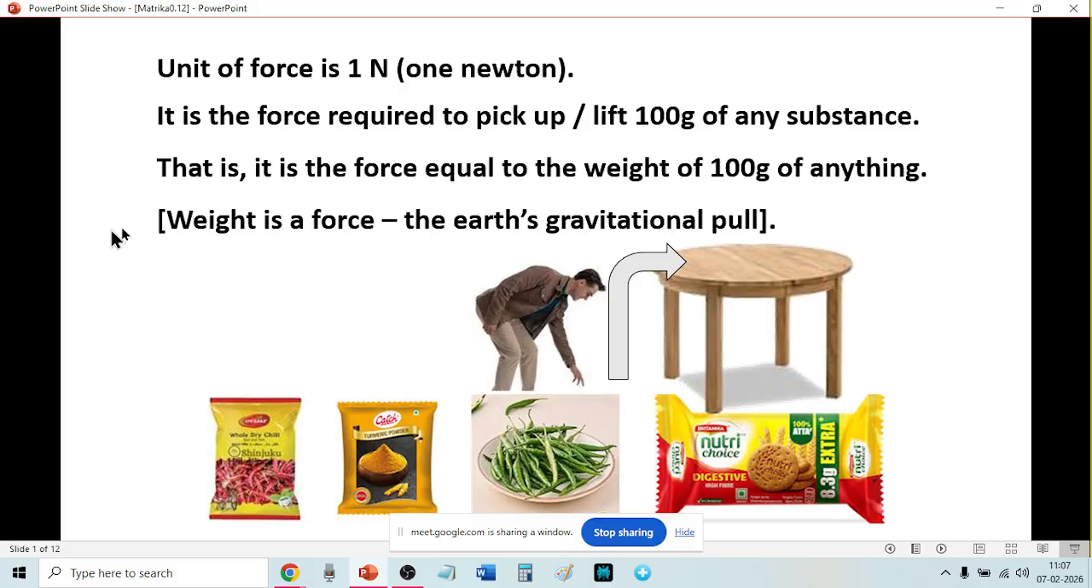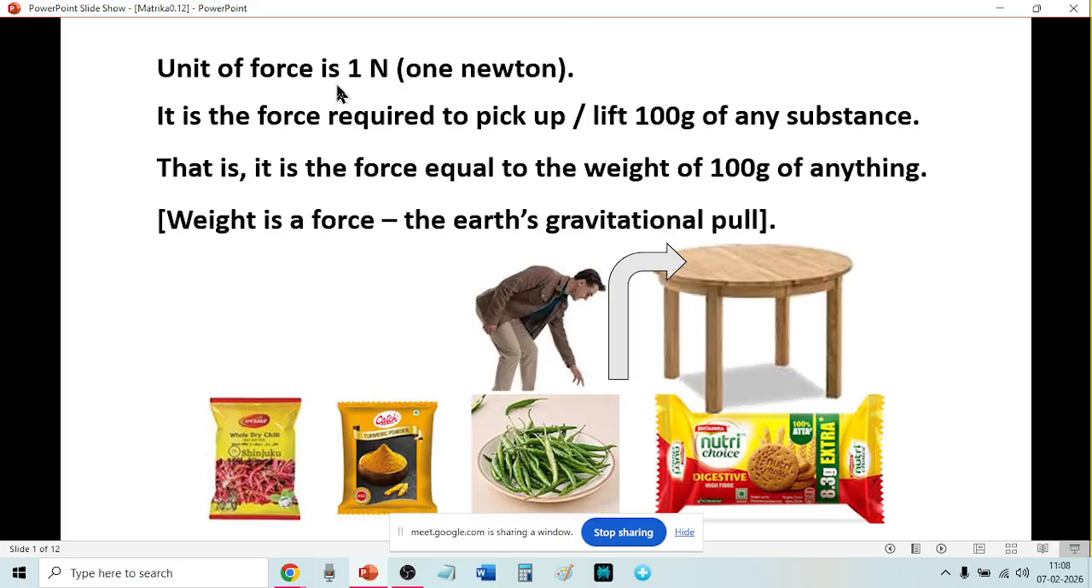So, how to measure force? Like how do you measure length? Length you measure in meters: 1 meter, 2 meters, 3 meters. You measure volume in liters: 1 liter, 5 liters. So, how do we measure force?